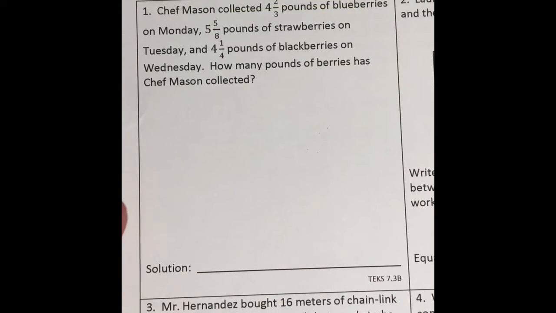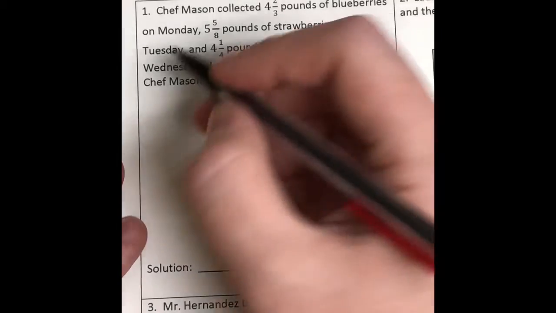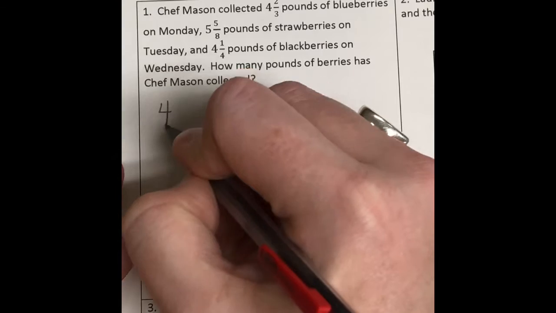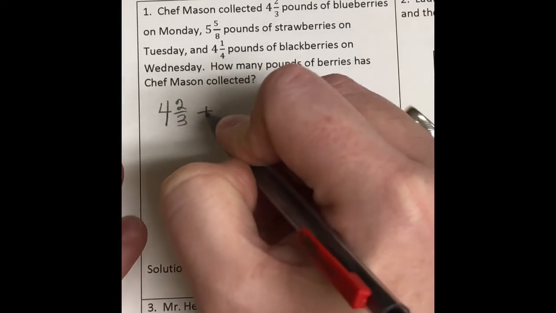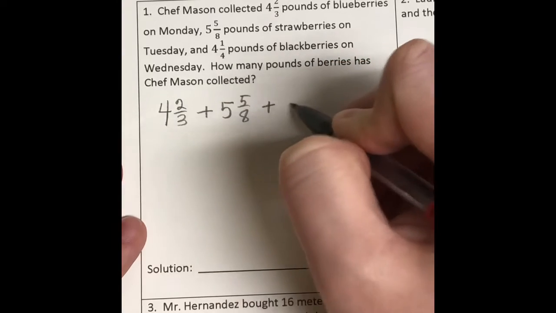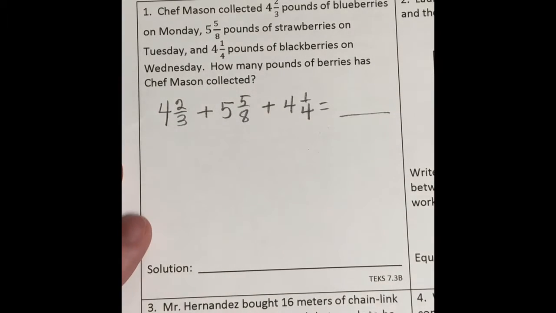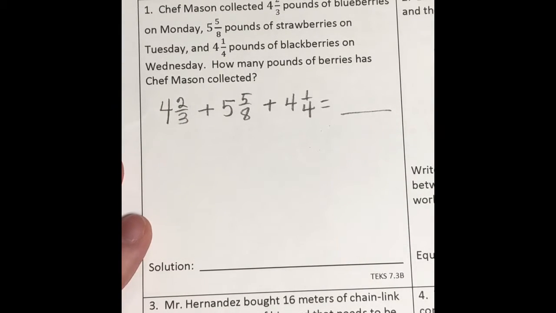Okay, Chef Mason collected 4 2/3 pounds of blueberries on Monday, 5 5/8 pounds of strawberries on Tuesday, and 4 1/4 pounds of blackberries on Wednesday. How many pounds of berries has Chef Mason collected? So it wants to know the total. So you take your blueberries and your strawberries and your blackberries and you add them all together.